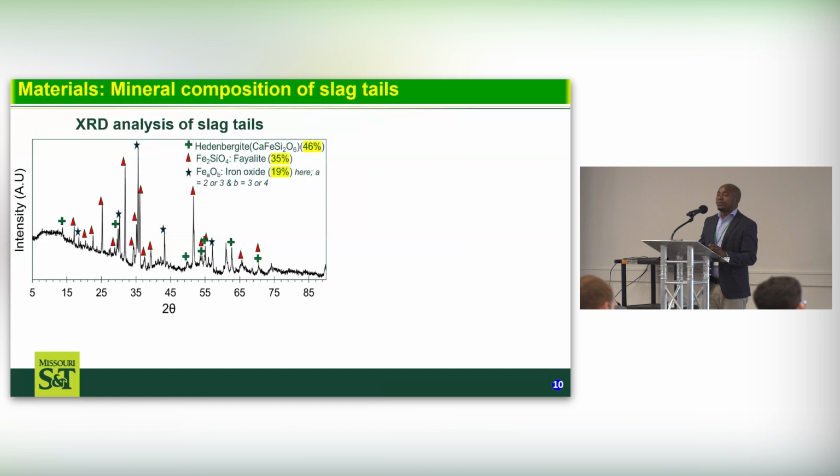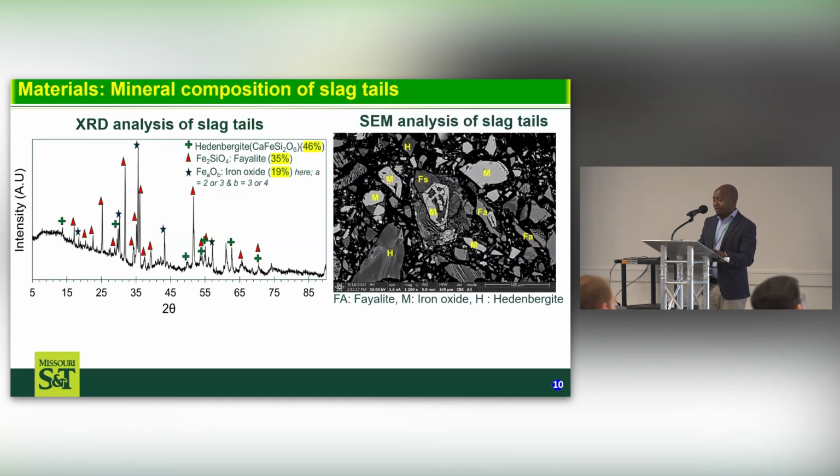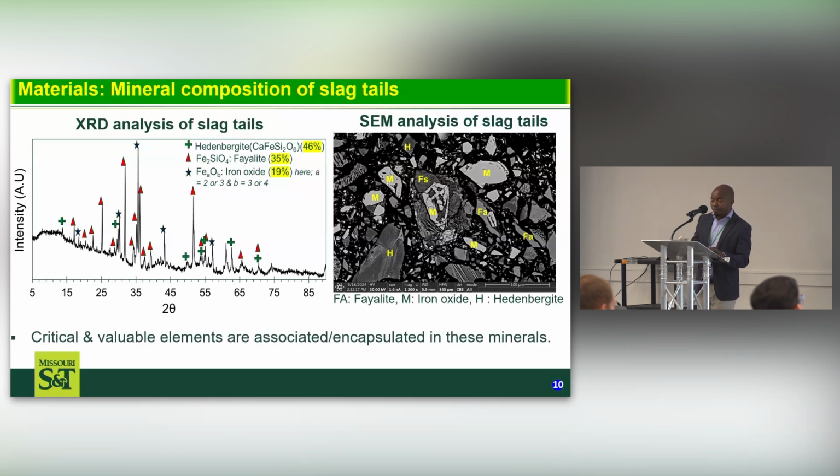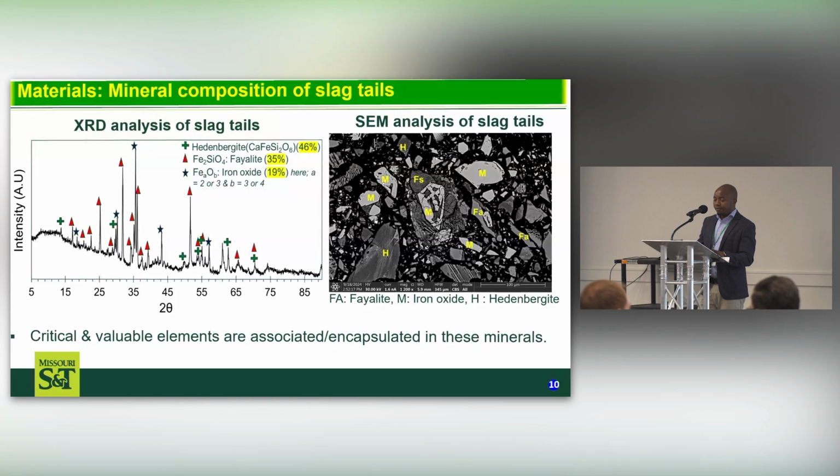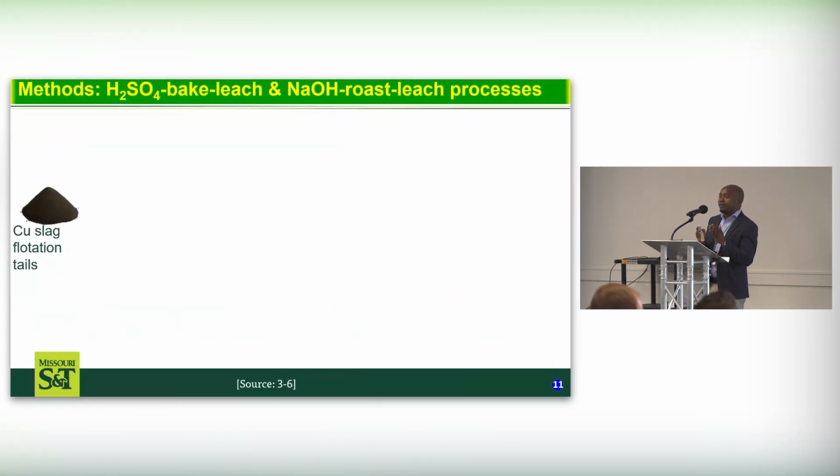When we looked at the mineralogy, we found that the major minerals are hedenbergite, fayalite, and iron oxide. This was also confirmed by the SEM analysis that we did. So it means that the critical elements and valuable elements that we're looking for in these materials are either associated or encapsulated with these major minerals. Therefore, we should find ways of decomposing these minerals. So we developed two methods that we are now comparing to decompose these three minerals.